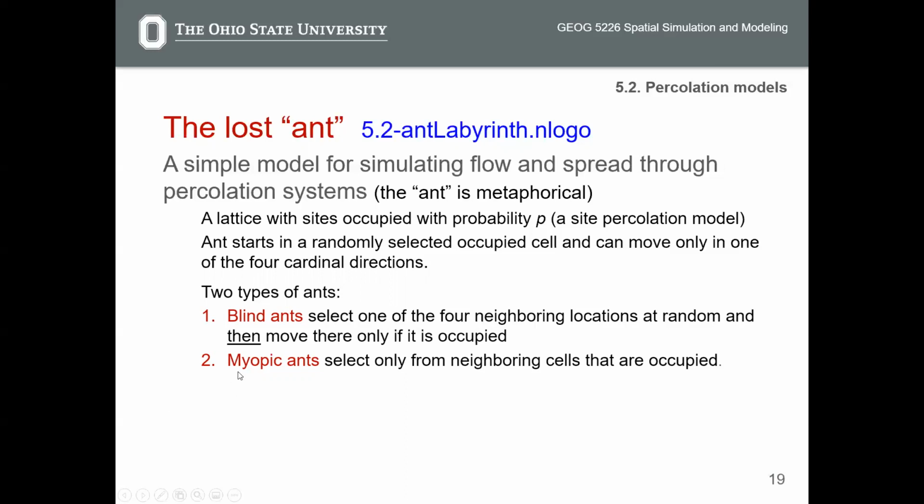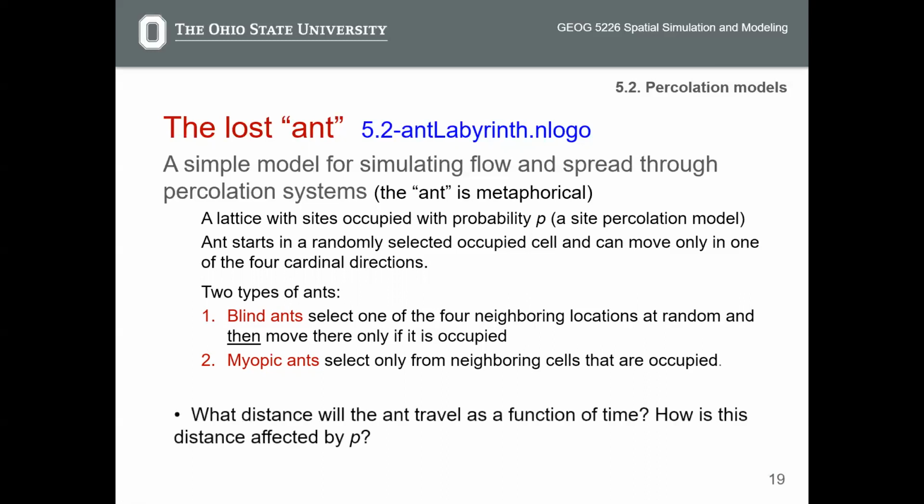There are also myopic ants. They select only from neighboring cells that are occupied. Compared to blind ants, they are much better, because after each selection the site that has been selected must be occupied. So it is sure that there is always a move, there is always a step out after each tick, right? So what distance will the ant travel as a function of time? How is this distance affected by P?